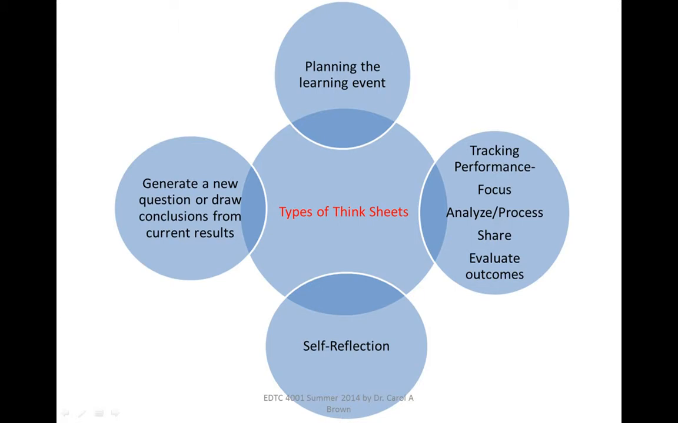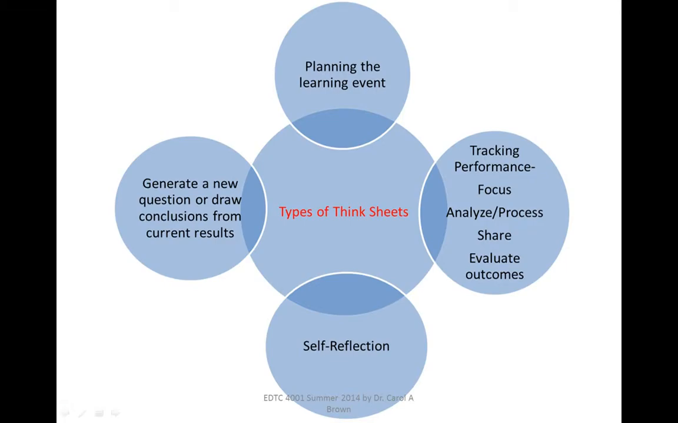It's about generating a new question or drawing conclusions from data that you receive. And it's about self-reflecting. It's reflecting on what you've done or what the student has done during a classroom lesson or activity. So this is the outcome here. And we're kind of using backward design because this is the end.